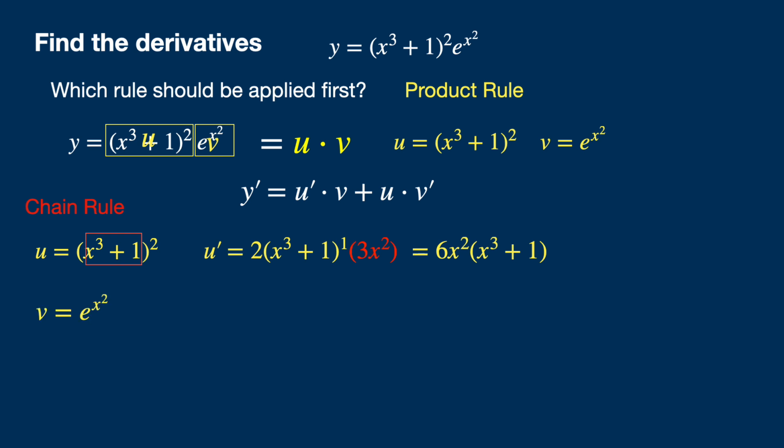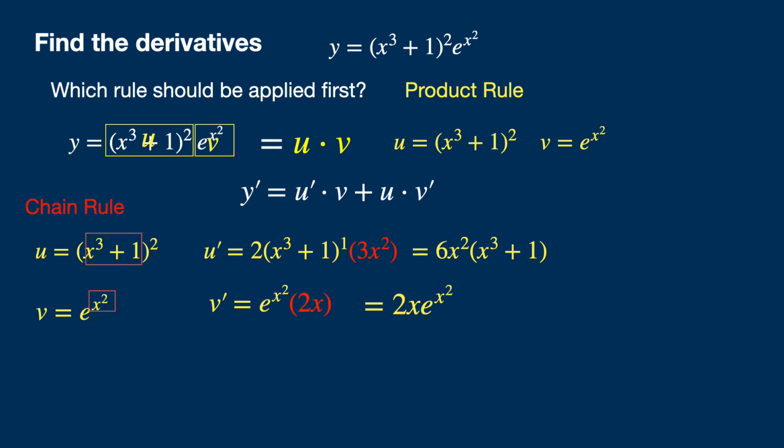Second, we want to find v prime, where v is e to the x squared. What is the inside function? That's going to be x squared. First find the derivative of the e part, which is e itself, times the derivative of the inside, which is 2x. So v prime is e to the x squared times 2x. Simplify that form: 2x e to the x squared.